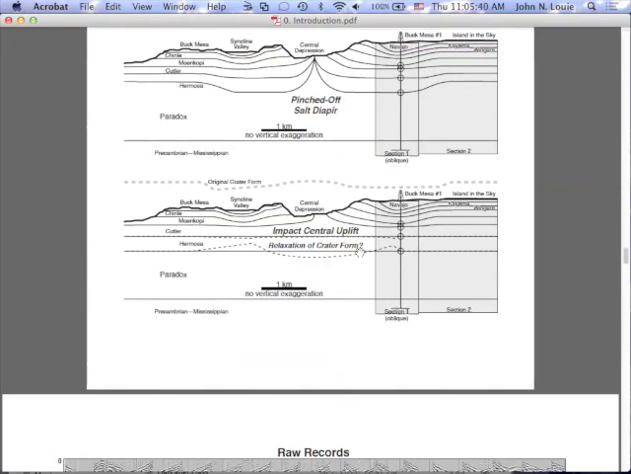On the other hand, if you drive the Upheaval Dome and its development from above, with an impact that blows out a central cavity, and then the cavity fills by slumping and development of a central peak in the center. So here's what the original crater form would have looked like.